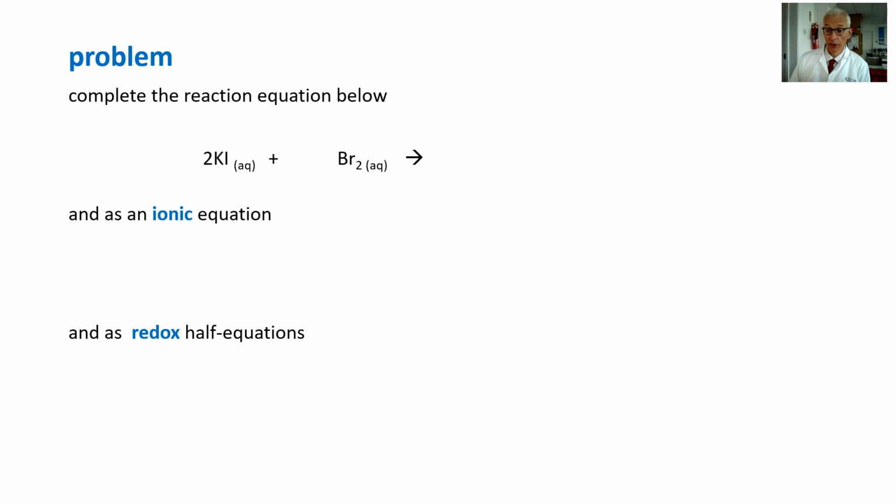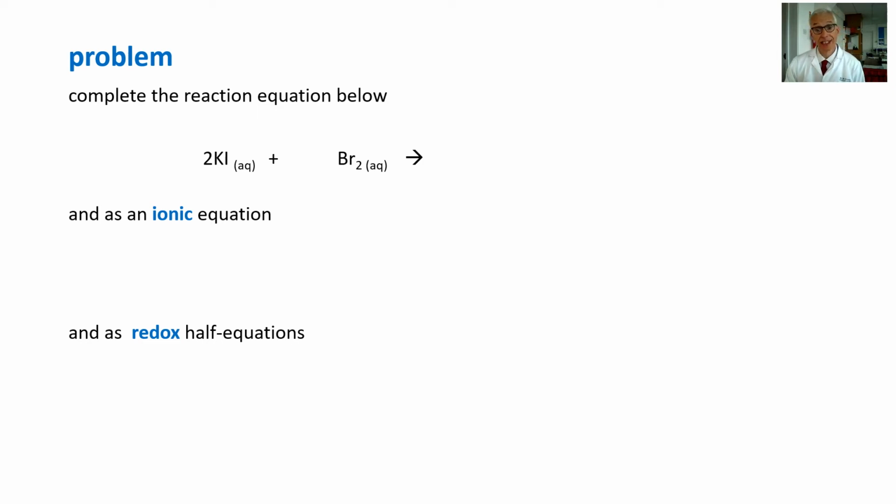So here's a very similar problem. Aqueous bromine water is added to an aqueous solution of potassium iodide. Could you complete the reaction equation, rewrite it as an ionic equation, and then represent the ionic equation as 2 redox half equations? Pause the lesson, resume when you are ready to check your answers.